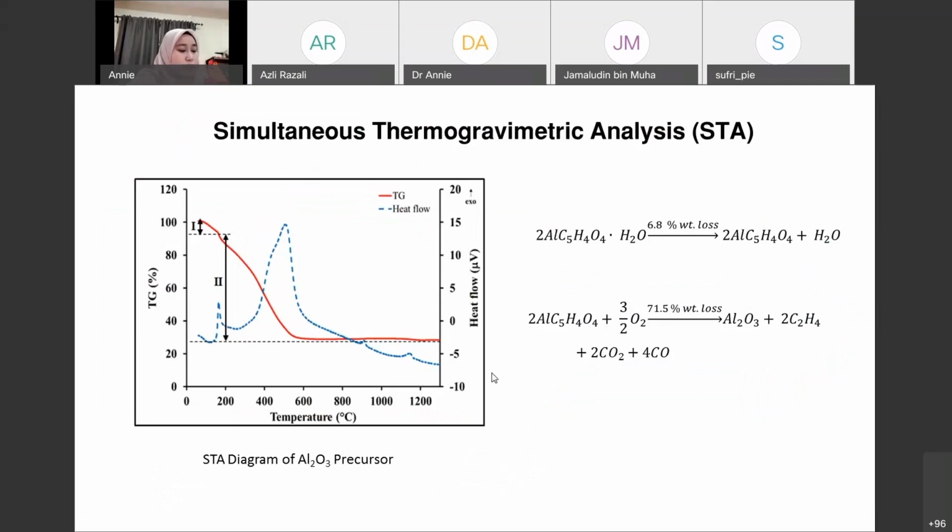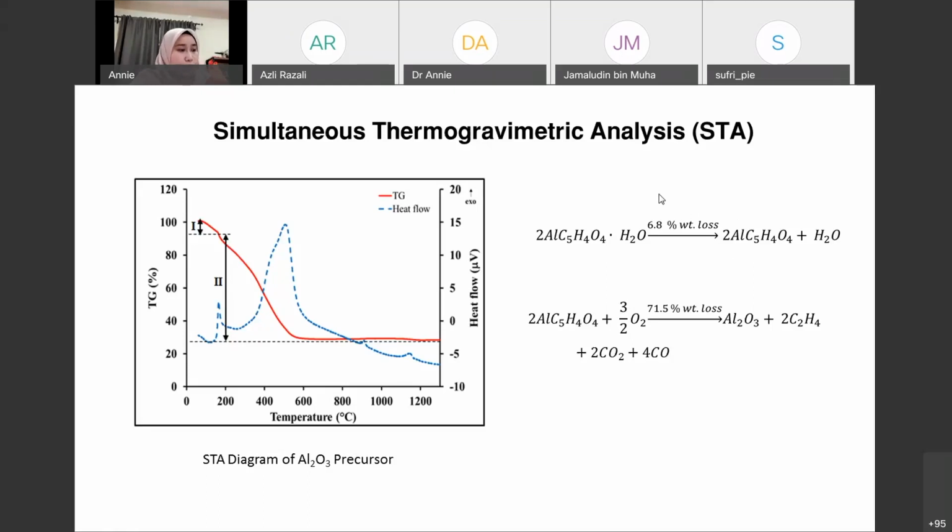For aluminium oxide, there are generally two weight losses in the TG profile, which are marked as region 1 and 2. The first weight loss in region 1 is around 7% at the temperature range of 30 to 180 degrees C, accompanied by an endothermic peak that is attributed to the loss of water that is still remaining in the precursor. So for that, the precursor is proposed to be anhydrous aluminium citrate, as given in the equations. And the proposed chemical reaction shown in this equation indicates a weight loss of 6.8%, which is very close to the experimental value.